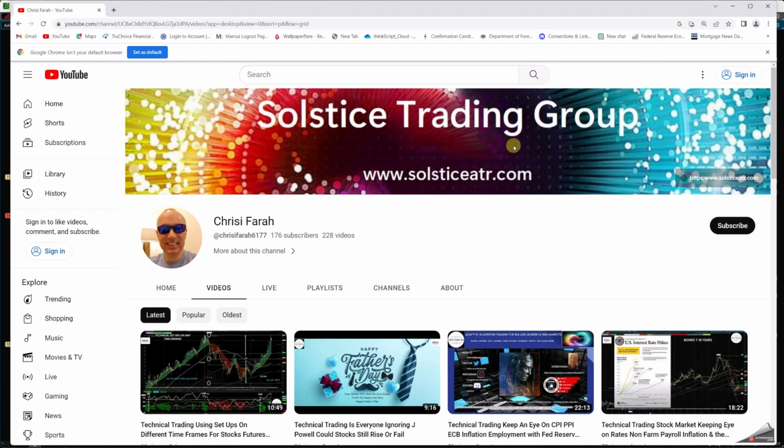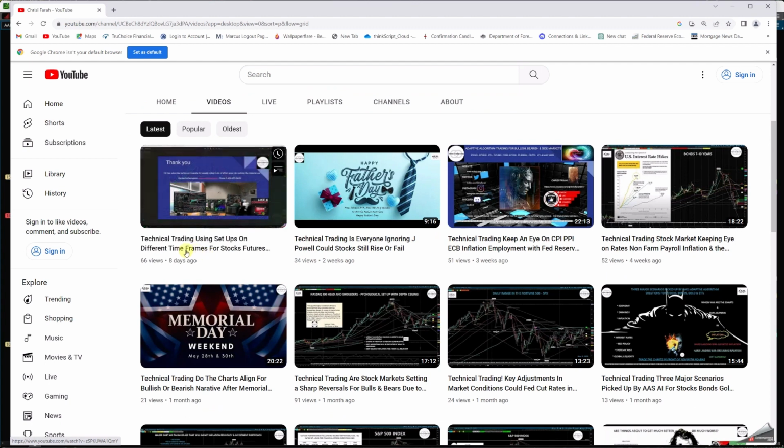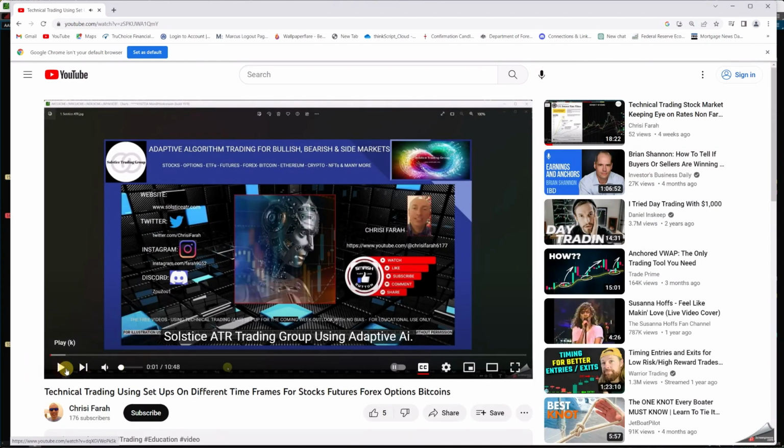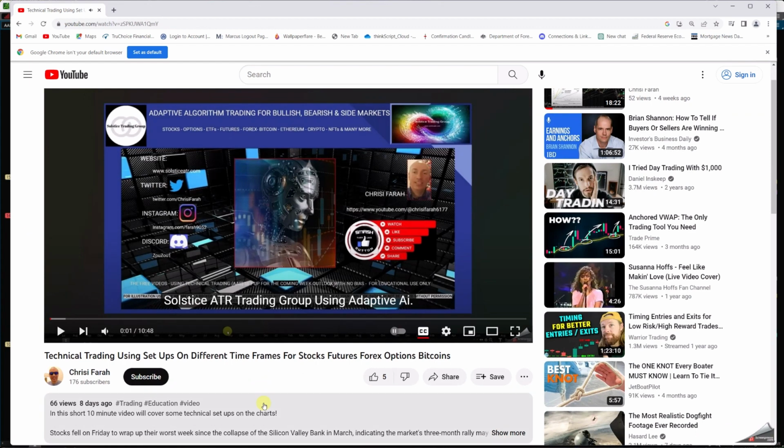I wanted to show this for you, and I wanted to show you the headlines on trading using technical setups on different time frames for stocks, futures, commodities, which you can see here. I don't want to run it, but you can see there where it says technical trading using the setups on different time frames for stocks, futures, forex, and options. What I did, I explained in this video.